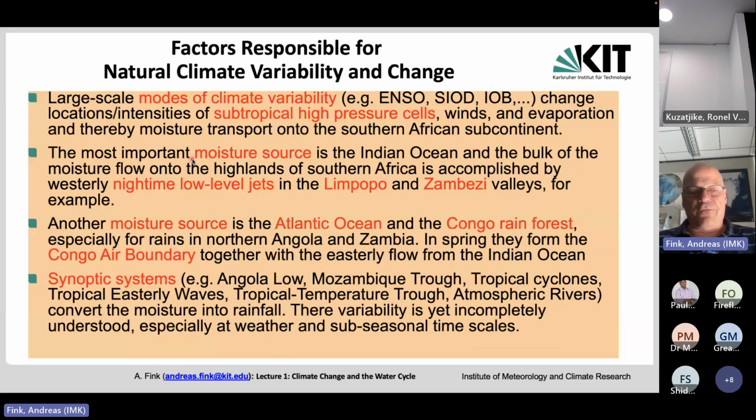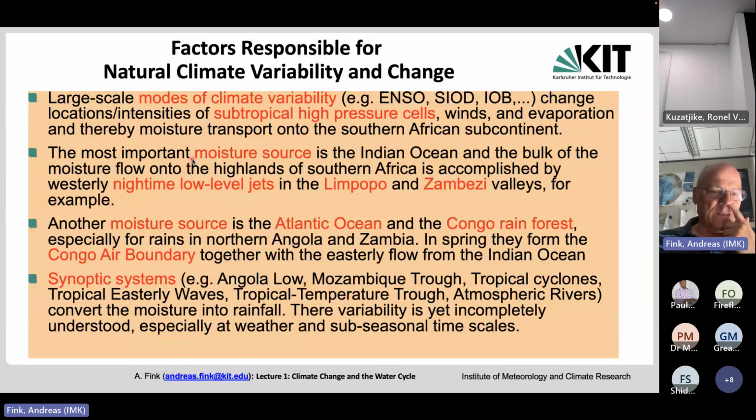So this is my first summary for you. We have looked into large-scale modes of climate variability: El Niño Southern Oscillation, the subtropical Indian Ocean dipole, the Indian Ocean Basin mode. And these modes of climate variability change the locations and intensities of the subtropical high pressure cell, the winds and evaporation, and thus the moisture transport onto the southern African subcontinent.